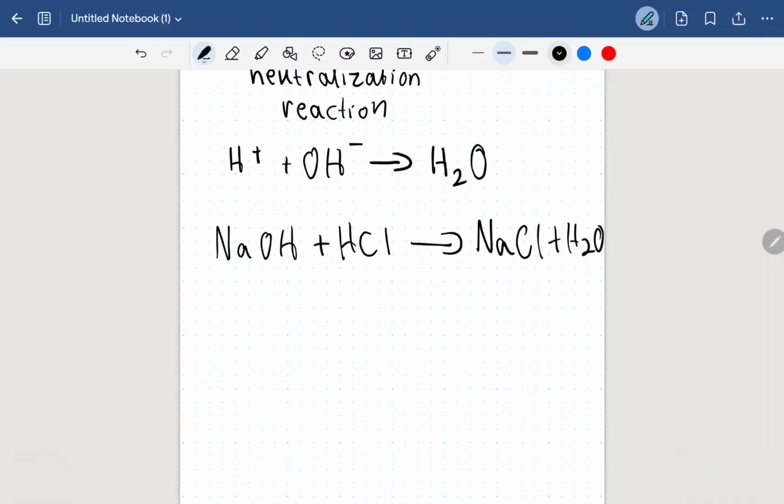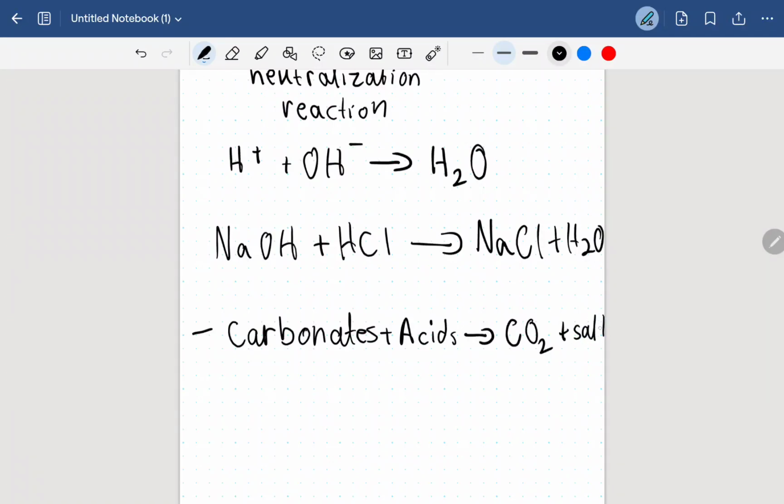Now, let's see carbonates. Okay, so last one, carbonates plus acids. They will form CO2 gas, and the salt plus water.